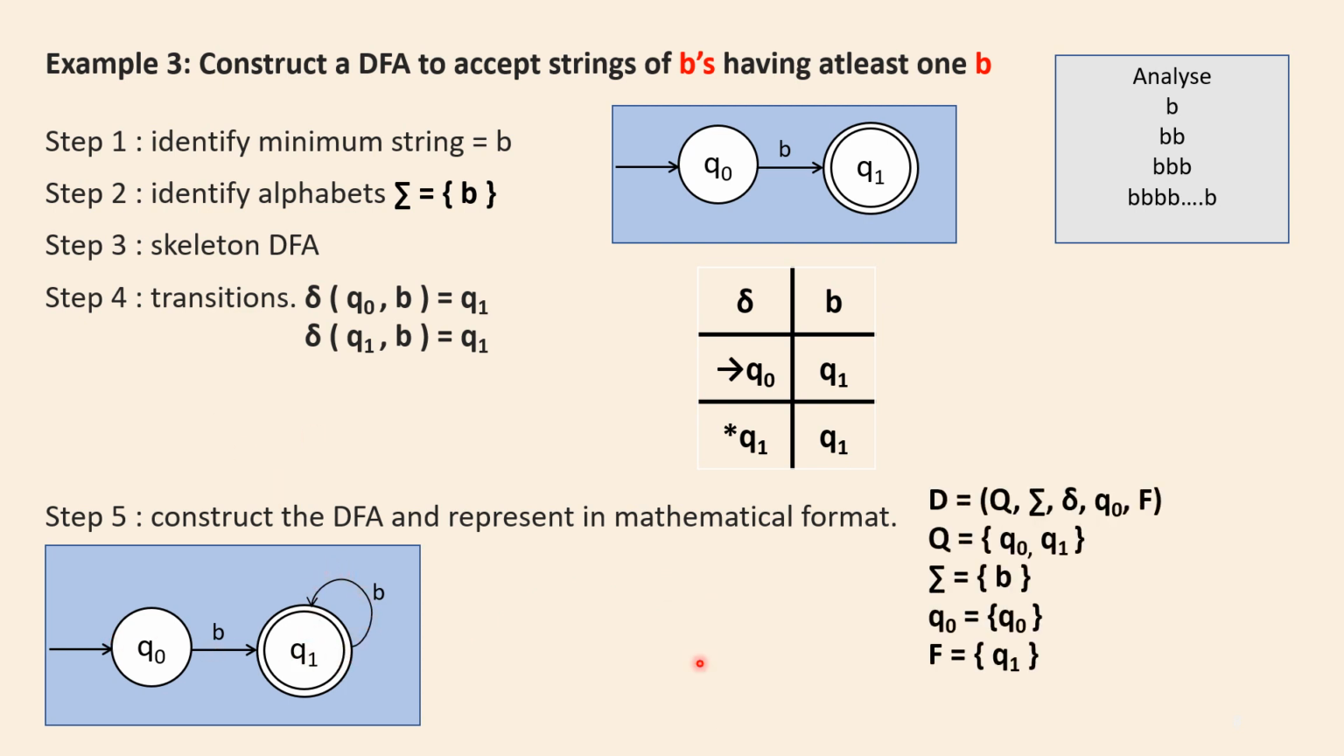The way to represent it in mathematical format, we have Q representing all the states, and the input, that is the alphabet, is B. Q0 is the start state and the final state is Q1, and for the transition here we have shown the transitions and also the transition table.